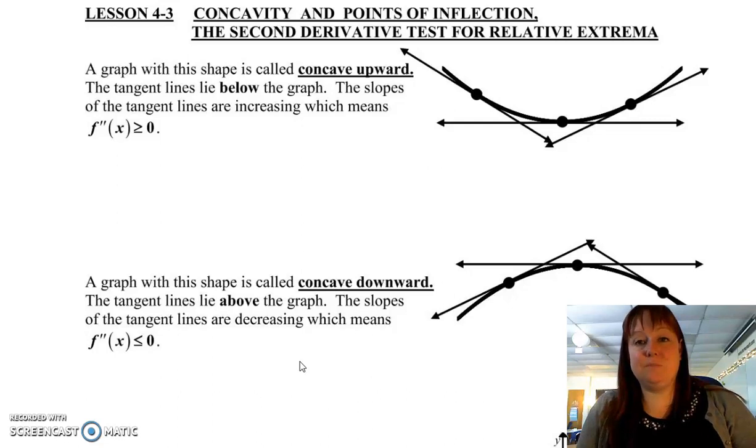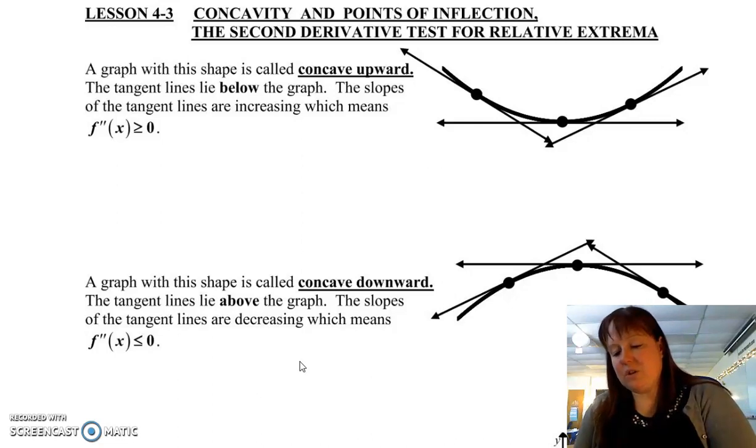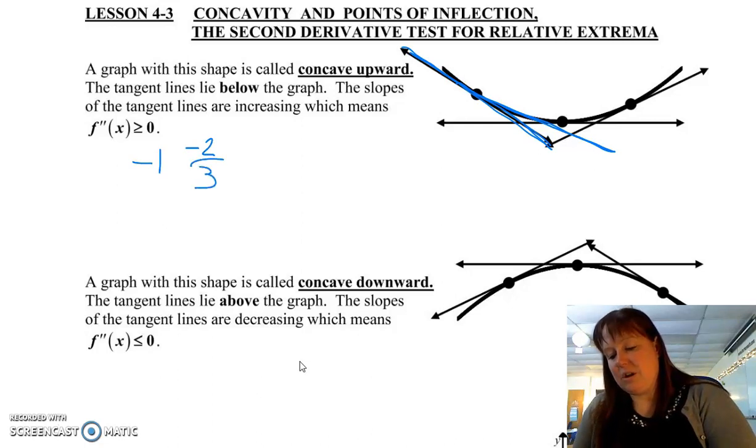So here's a function. It's concave up. What is actually happening with the tangent line there? We can see some tangent lines drawn. Figure out the slope of this tangent line. I don't know, like -1, let's say. Then another tangent line, the slope of that one is like -2/3. Then another, maybe -1/4. And then another, and that one's maybe 1/4.